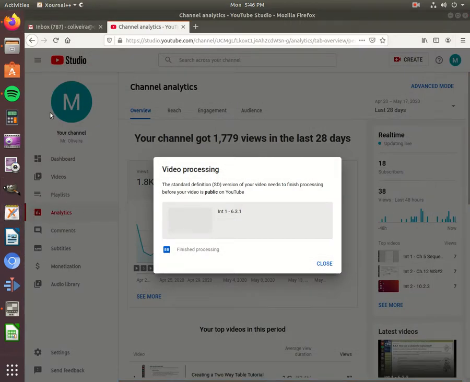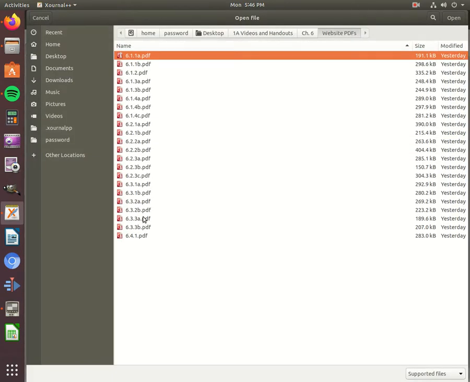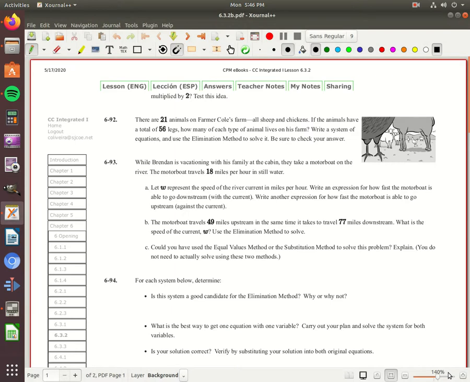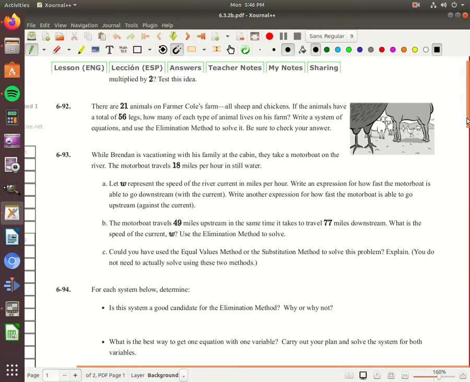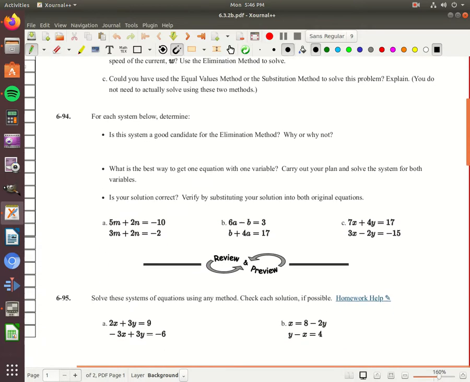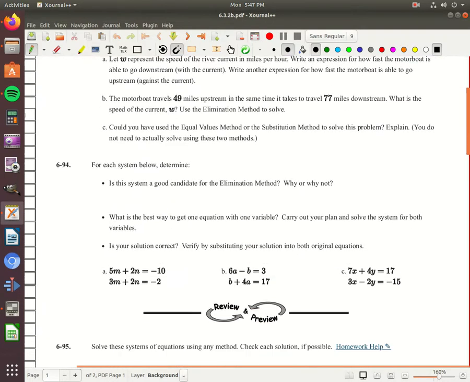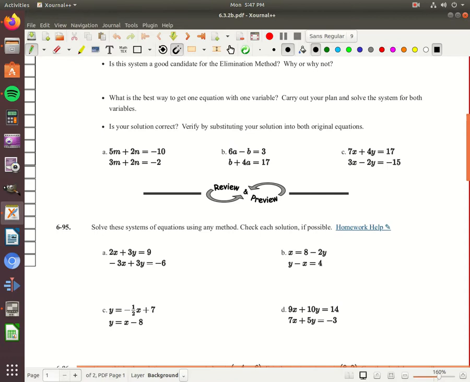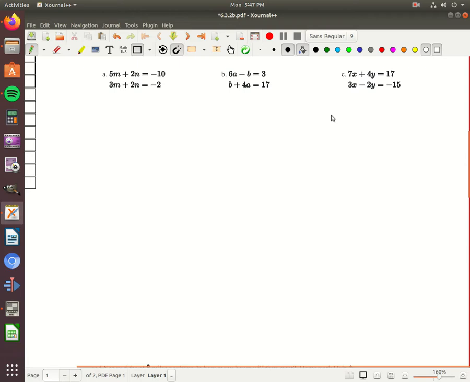Alrighty. And then to finish up this lesson, 632B, I believe. It says for each system, determine, I think we already did these two problems, right? Okay. So for each system below, determine the best way to solve it, if we think it should be elimination or substitution or what we think. So again, this is kind of what I was trying to talk about. Don't fall into the trap of only doing substitution or only doing elimination. It really should be a problem by problem decision.